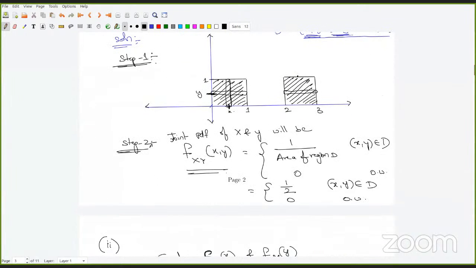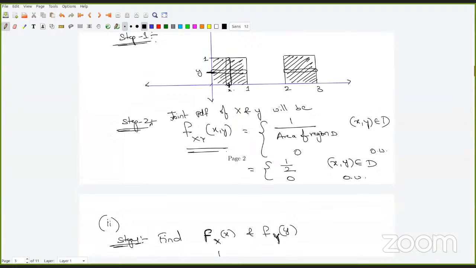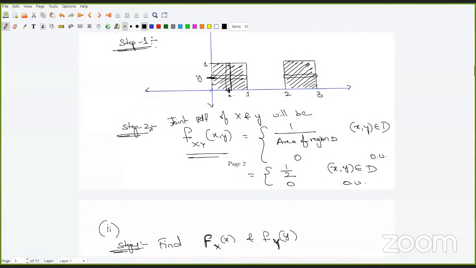Yes, sir. Understood this part? Our x will vary from 0 to 1 and 2 to 3. So that means the limits of x should be 0 to 1, you have to integrate from 0 to 1 of f(x, y) dx, plus the integral from 2 to 3, where x goes from 2 to 3.